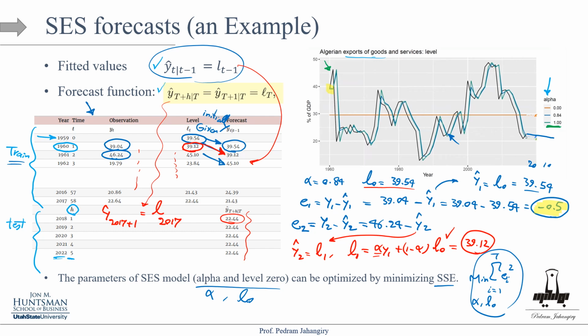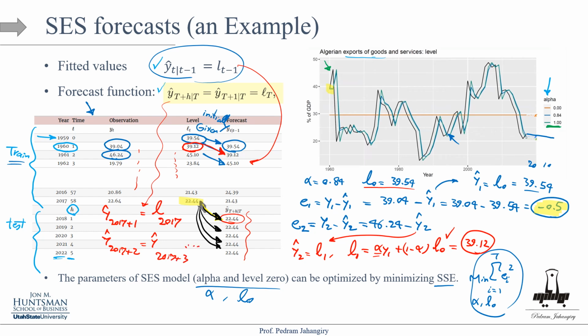So let's use a highlighter. The level in 2017 is this. I'm going to use that value for all the projections into the future. And as you can see, all these numbers are the same. So this means that your y hat 2017 plus 2 is equal to y hat 2017 plus 3, and so on.